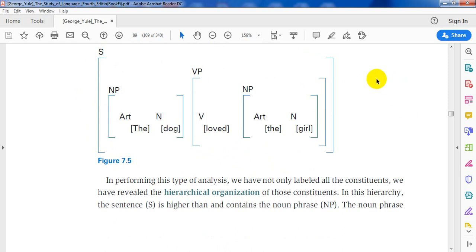So as you can see here, this is called hierarchical organization. It's like a pyramid. We have upper constituents and lower constituents. So in the hierarchy, we have the bigger constituent, the bigger label, which is the sentence, and we have lower constituents, that is, noun phrase and verb phrase, and then we look at the components of this hierarchy.